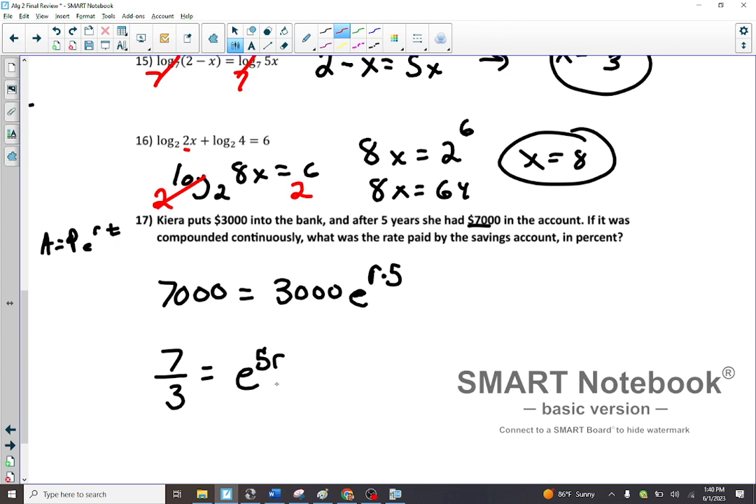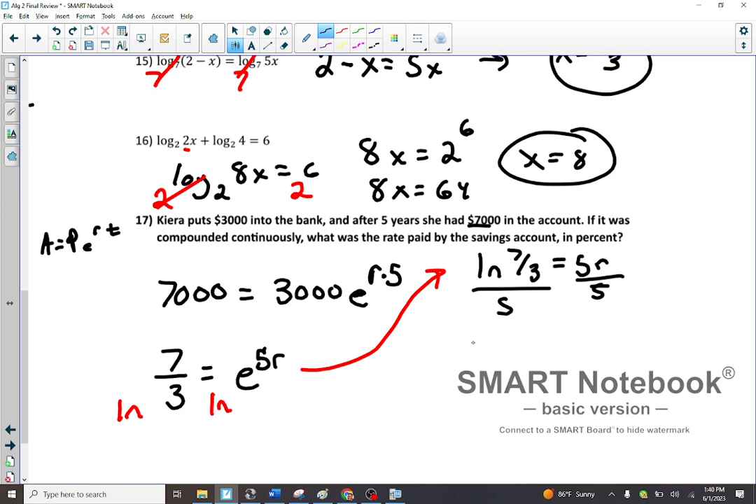So then here is e^(5R). I got to get rid of the e, so I have to use the base of e log, which is ln. ln 7 over 3 equals 5R. So then I just divide by 5 on both sides. In the multiple choice question, it will be the actual amount. So this will be your rate.